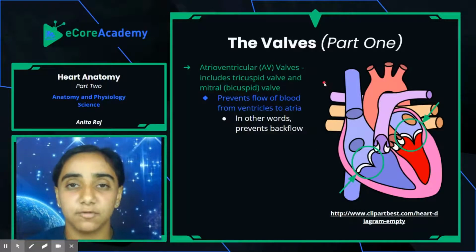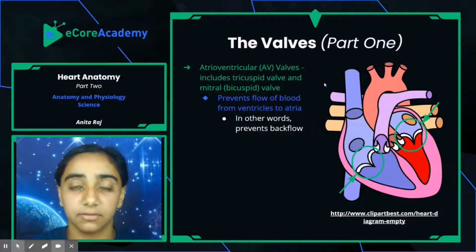So we're going to be talking about the valves. I know I keep saying valves, but let's clarify what that actually is for all of you. So this is going to be my first slide on valves. This first slide is going to cover the atrioventricular, also known as AV valves. So I know this is a large word, so let's dissect it together. Let's dissect atrioventricular into two parts, atrio and ventricular.